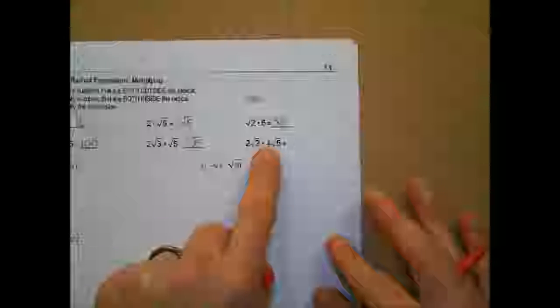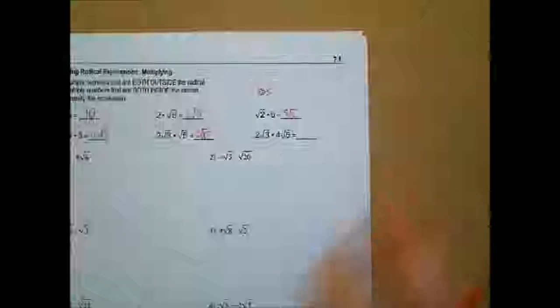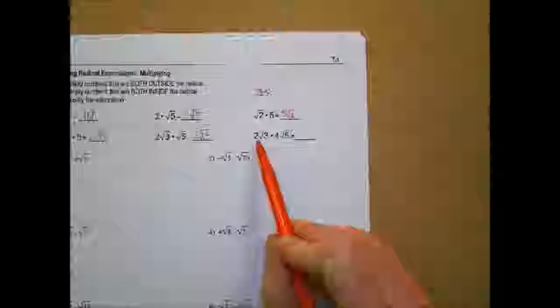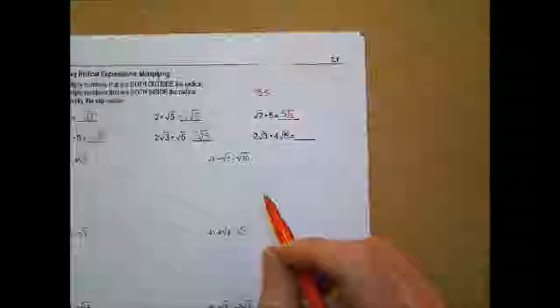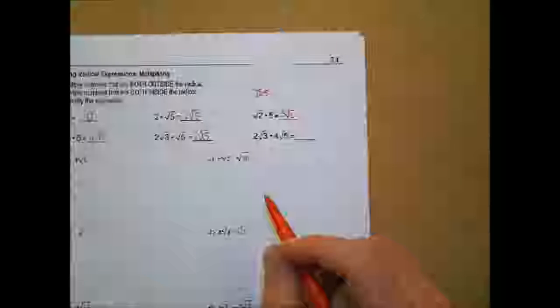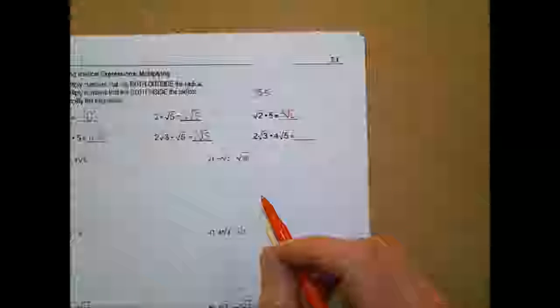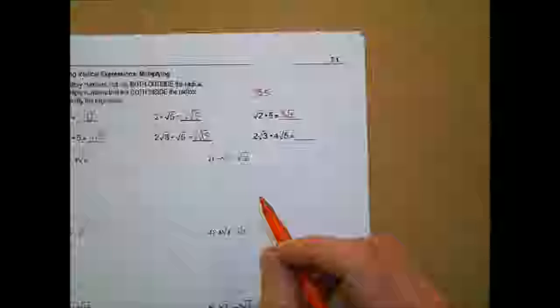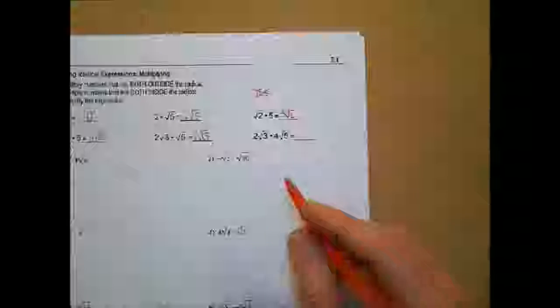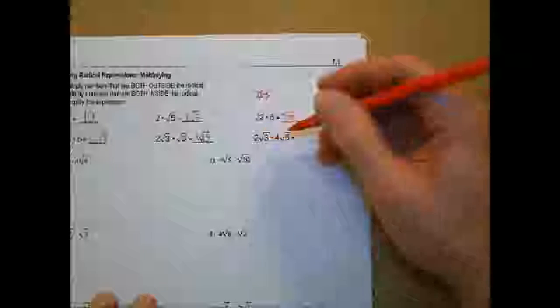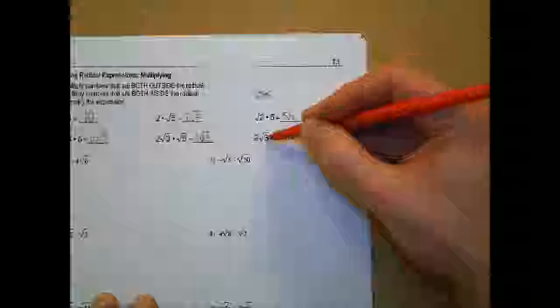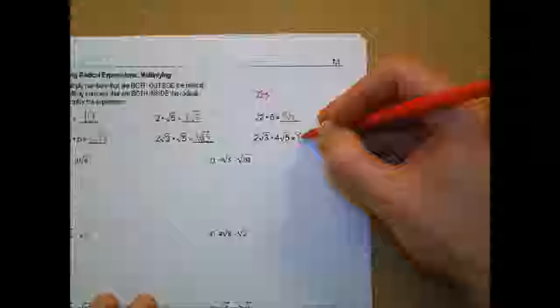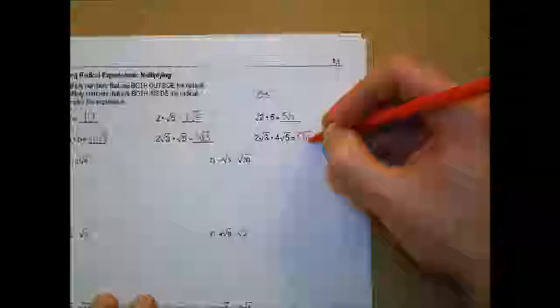All right, last one here. 2 root 3 times 4 root 5. What gets multiplied together here? 2 and 4, because they're both outside, and that becomes 8. And then 3 and 5, because they're both inside, and that becomes the square root of 15. That's exactly right.